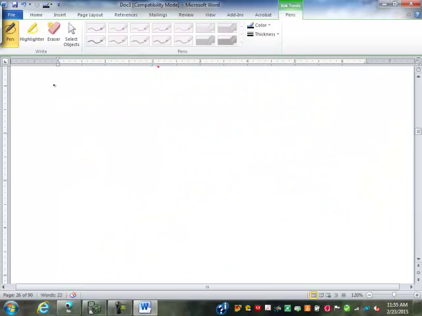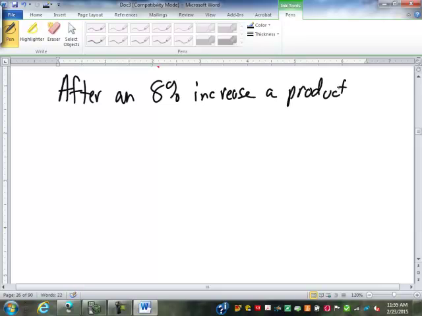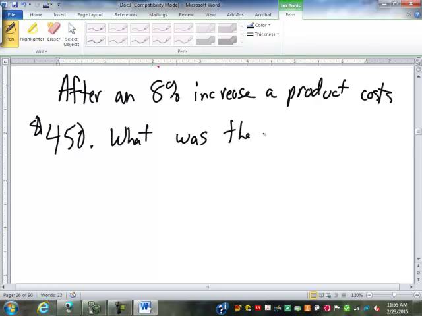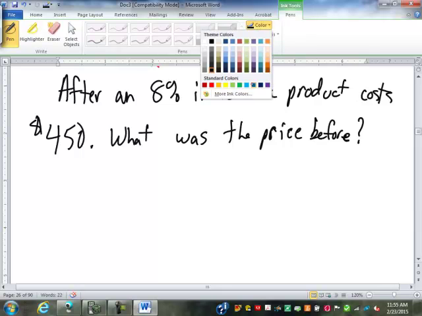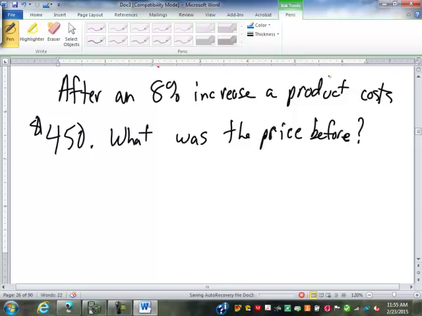For example, let's say that after an 8% increase, a product costs $450. What was the price before the increase? Okay, again, here you would be tempted to find 8% and add it on. That would not work here.